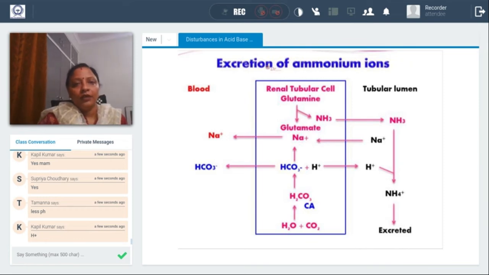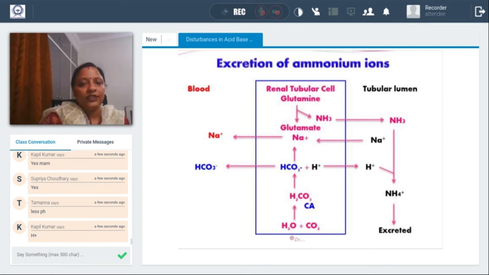So this is the diagrammatic representation of the excretion of ammonium ions. This is the tubular lumen. This is the renal tubular cells. You can see here glutamine, glutamate. This ammonia goes into the tubular lumen, NH3, and by the excretion of H plus, it forms ammonium ion and it is excreted. So by H2O plus CO2, H2CO3, by the enzyme carbonic anhydrase, then HCO3, or bicarbonate ion, goes to blood or plasma, and sodium ions, cations, also go to the blood, but this H plus is excreted into the tubular lumen and then these ammonium ions are excreted.